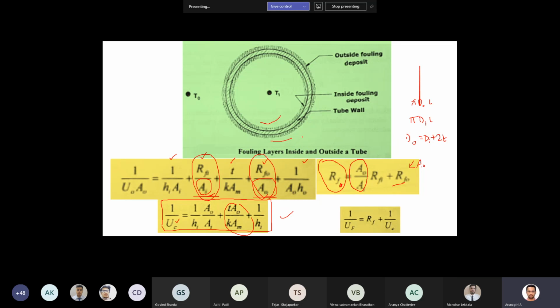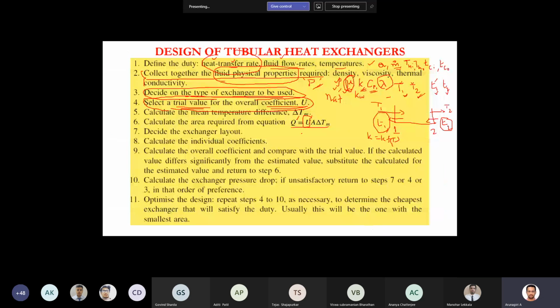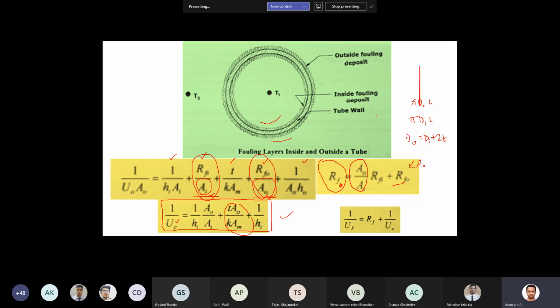Okay, so for every process, if it is chilled water, we may have some range of fouling. In process industries we have this data, so from the data you can take it. Like that you can account for this. For the combination of these fluids, you have to assume this value. Then you have to validate this U using these equations.